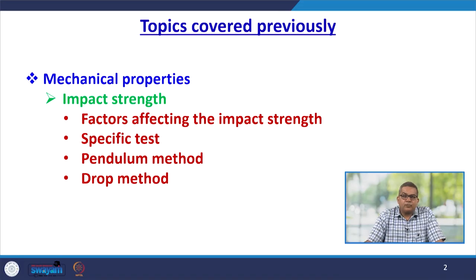Hello friends, welcome to the tear and fracture concept of mechanical properties of polymer testing under the aegis of polymer process engineering. Now, in the previous lecture, we covered the impact strength under the head of mechanical properties, in which we discussed the factors affecting the impact strength. We discussed the specific tests carried out for the same purpose, and we discussed the pendulum and drop methods for evaluating the impact strength.